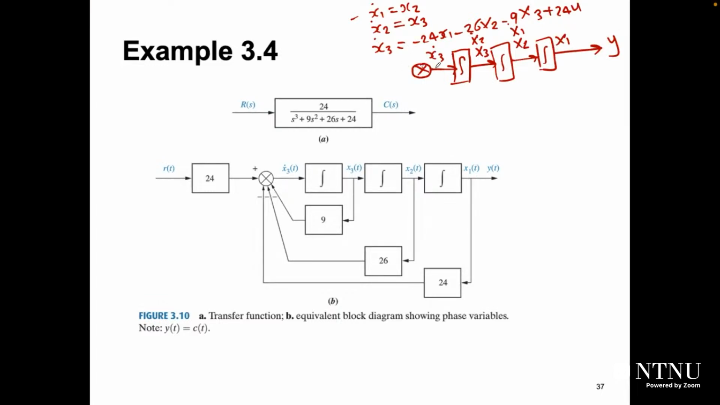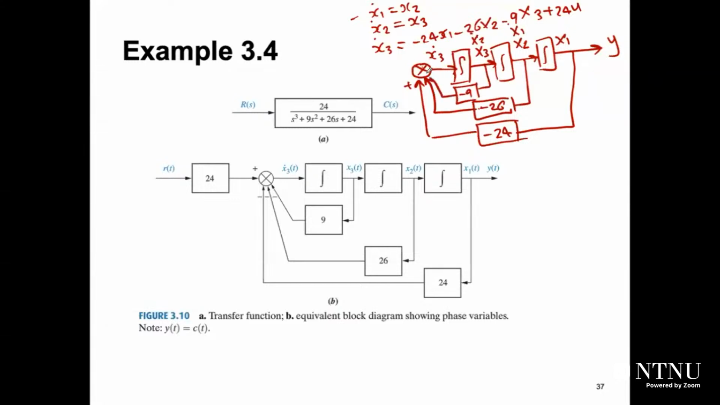So now we will go back to the summing point. We will look into equation number 3. What is the value of x3 dot? x3 dot is minus 24 x1. So I will take this one, multiply it by minus 24, and add it to the summing point by plus. We will look into x2. So x2 will have coefficient minus 26, also with plus. x3 is the same, but multiplied by minus 9, and it will be an input here. So now we got x3 dot equal minus 24 x1, minus 26 x2, minus 9 x3, plus 24u.